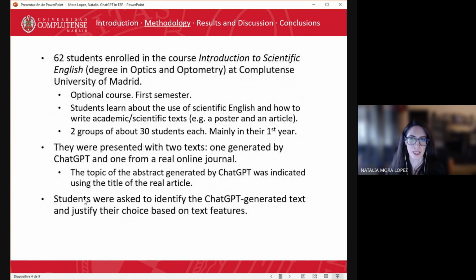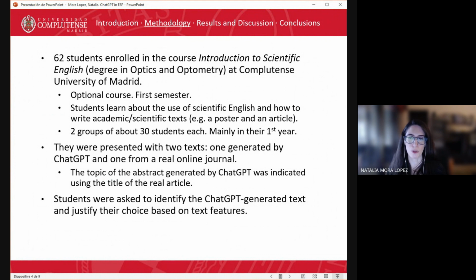So the participants that we have were 62 students enrolled in the course Introduction to Scientific English. So even though they might come from different degrees, because scientific English is a very general thing, in this case, they belong to the degree in Optics and Optometry at the Complutense University of Madrid. This course is optional and it's taken in the first semester, usually the first year. So most of the students are in the first year.